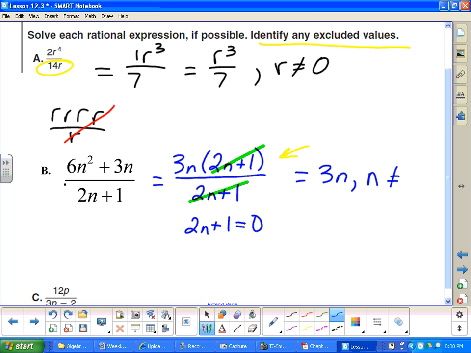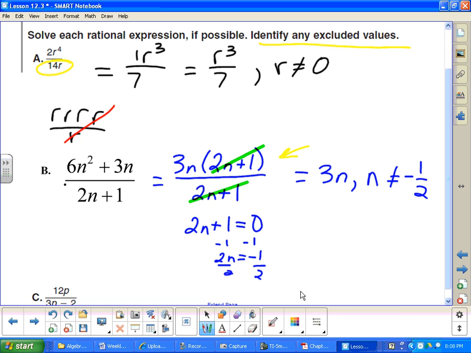whatever makes the denominator equal to 0. So I have to solve this equation. To solve this equation, we would subtract 1 and divide by 2. So n cannot equal negative 1/2. So the answer to this, when I simplify it, is equal to 3n. But I have to identify any excluded values. My excluded value here would be negative 1/2. That's what makes the denominator equal to 0. So I'll say that n cannot equal negative 1/2.